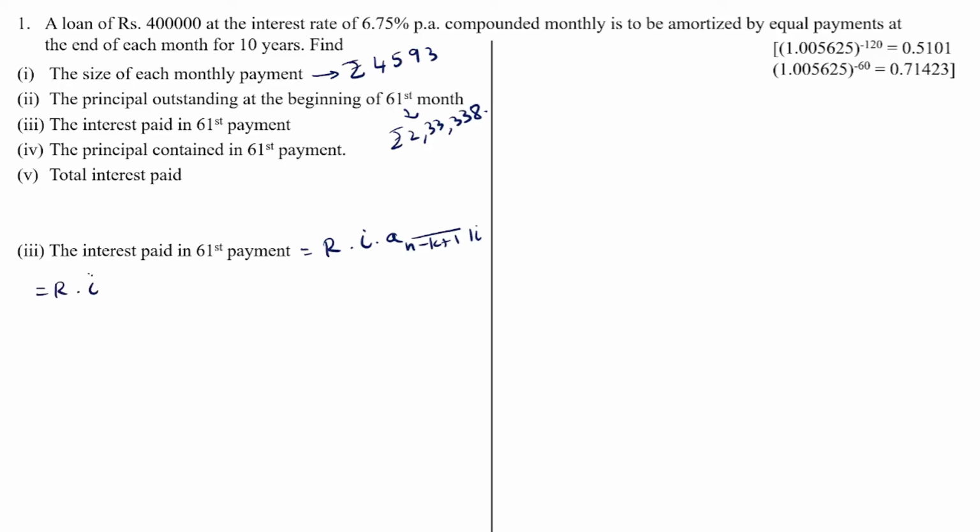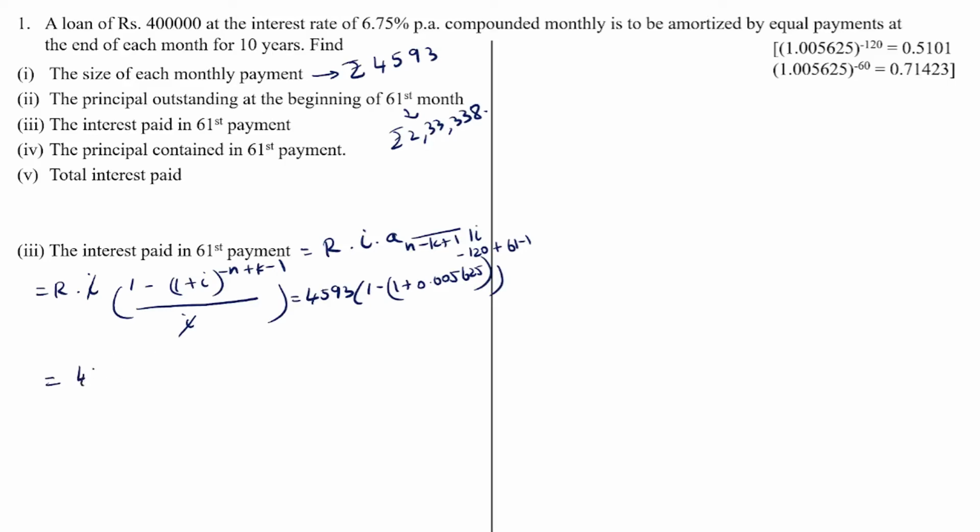So it is R into I into 1 minus (1 plus I) the whole raised to minus (n plus k minus 1) upon I. So this I and this I will get cancelled. So the interest paid in 61st payment we can calculate using this formula. R is 4593, we just now calculated R, into 1 minus (1 plus 0.005625) the whole raised to minus (120 plus 61 minus 1).